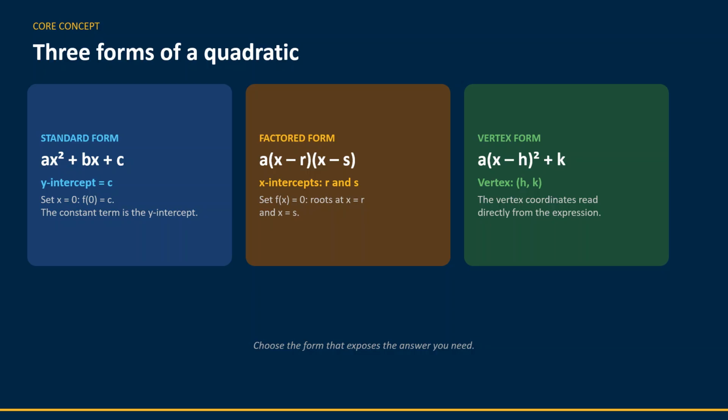Vertex form a times the quantity x minus h squared plus k exposes the vertex coordinates h, k. Each form is useful for a different question. To find the vertex, convert to vertex form. To find roots, convert to factored form. The skill this week is moving between them, especially completing the square to get from standard form to vertex form.